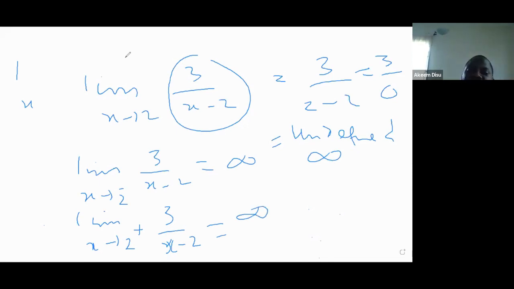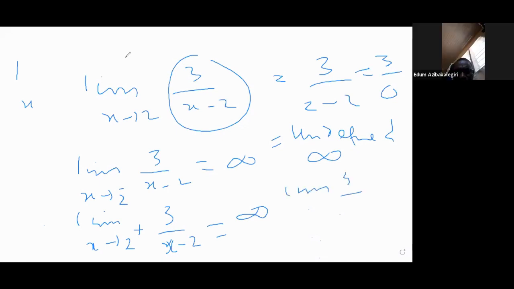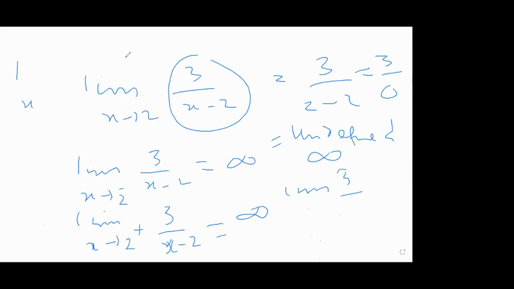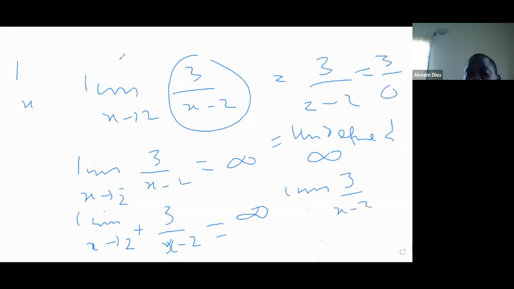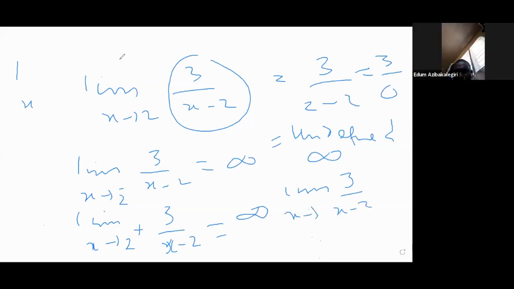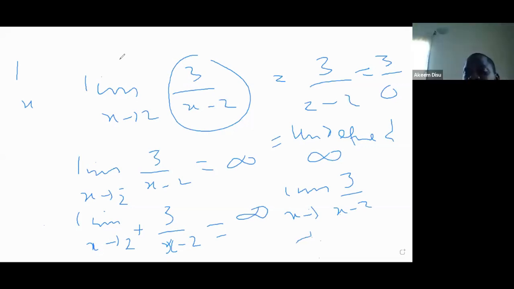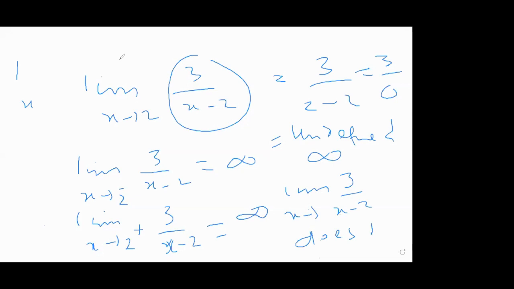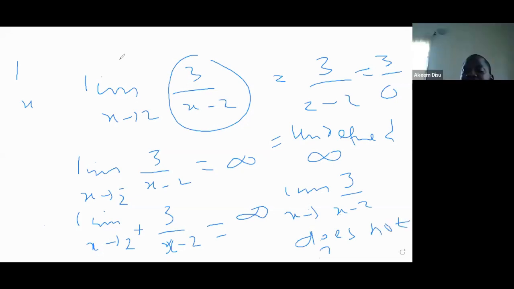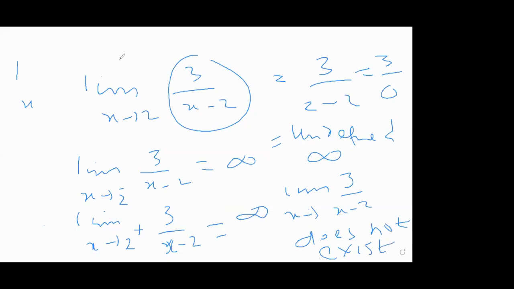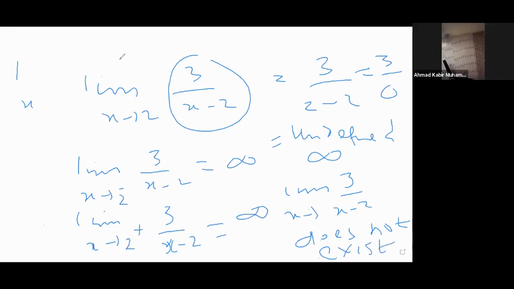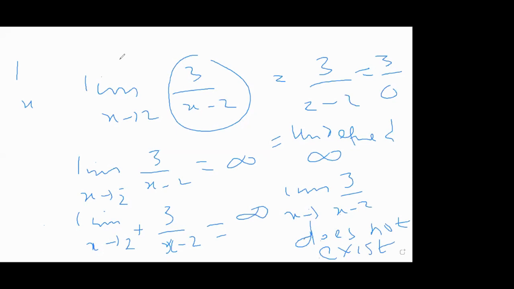We see here the limit of this function, the limit of 3 over x minus 2 as x tends to 2, does not exist. Does not exist. Is that taken? Yes, sir. Okay. Let's consider one more.